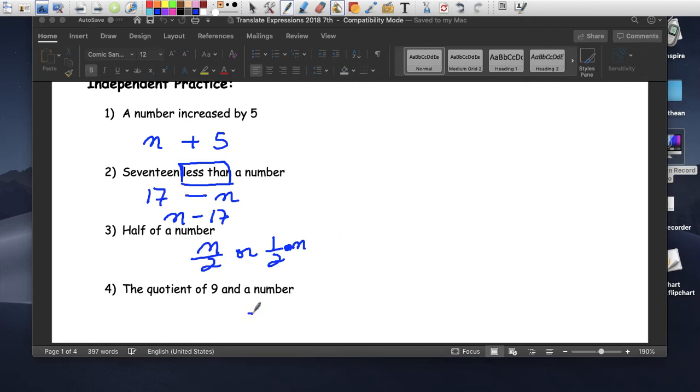Quotient means division, and we're going to represent division with a fraction. The quotient, and we're dividing two things, n and 9. And if you really wanted to write it the other way, which I don't want you to, you can write it like that. Okay, but I'd much rather see you write it like this.